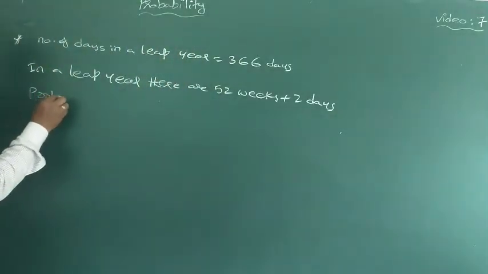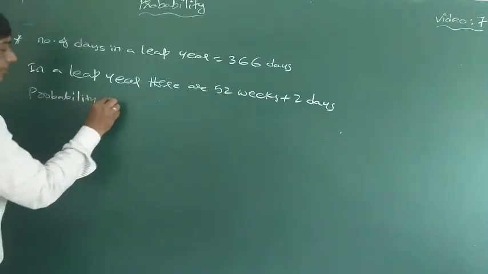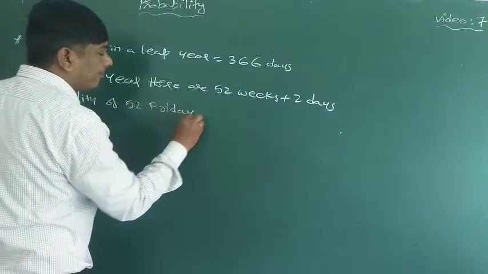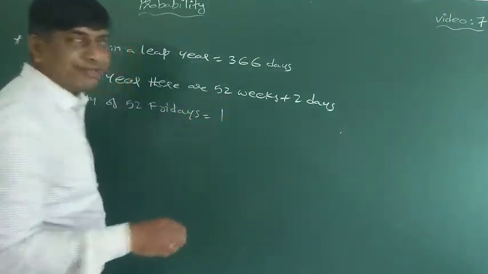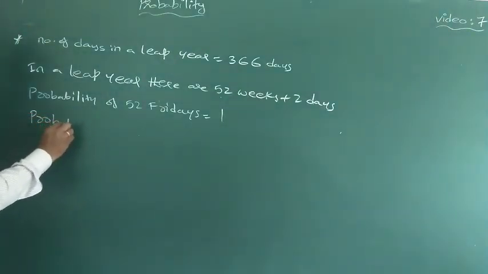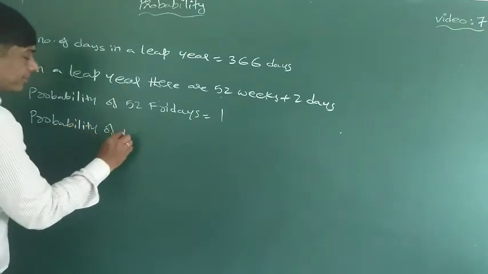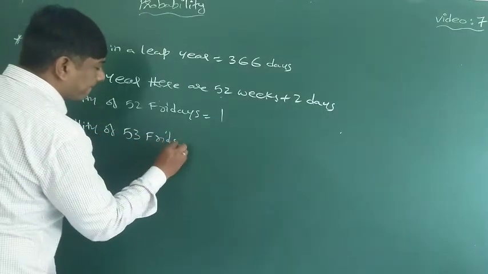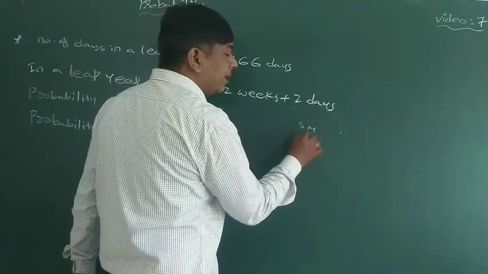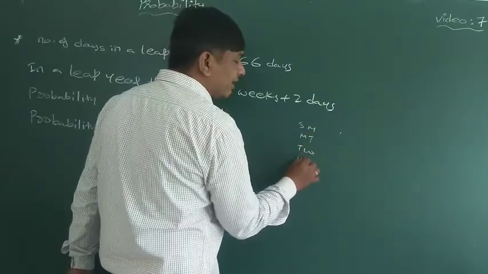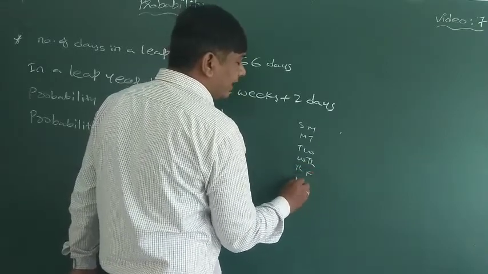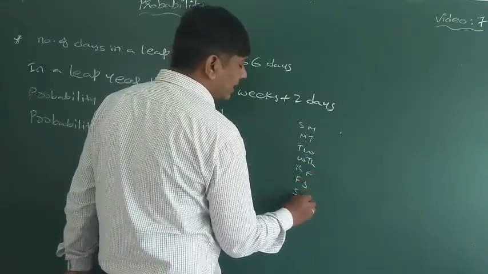So the probability of 52 Fridays: surely in 52 weeks there will definitely be Fridays, so 1. Now the probability of 53 Fridays. These 2 additional days may be Sunday-Monday, Monday-Tuesday, Tuesday-Wednesday, Wednesday-Thursday, Thursday-Friday, Friday-Saturday, or Saturday-Sunday.